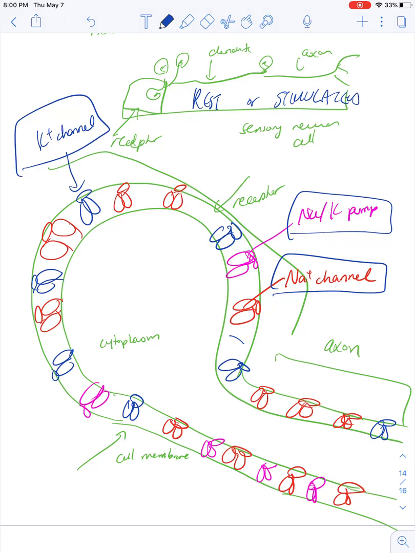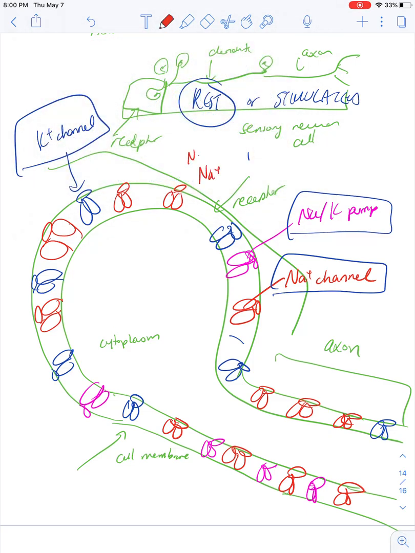Okay, now if your neuron is at rest, this is the way it looks. At rest, neurons have lots of sodiums on the outside like this. Actually, I should probably draw that in red.